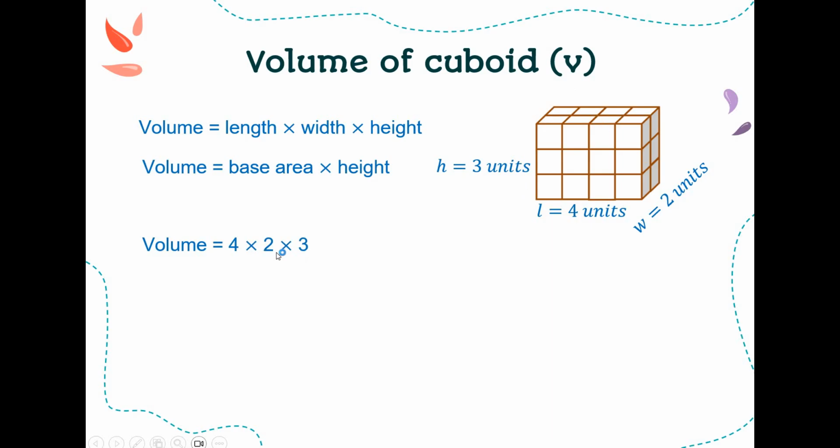4 times 2 equals 8. 8 times 3 equals what? Equals 24 what? Cubic units. Don't forget, the volume has to be in cubic units, but the area in square units.